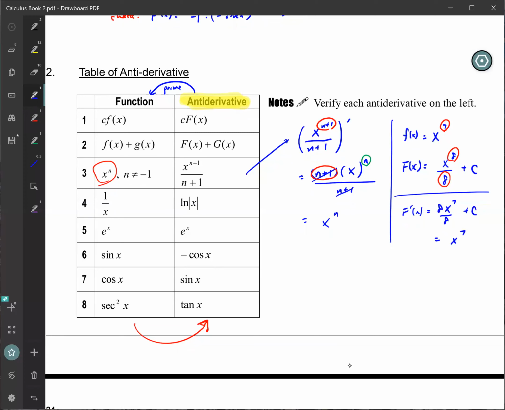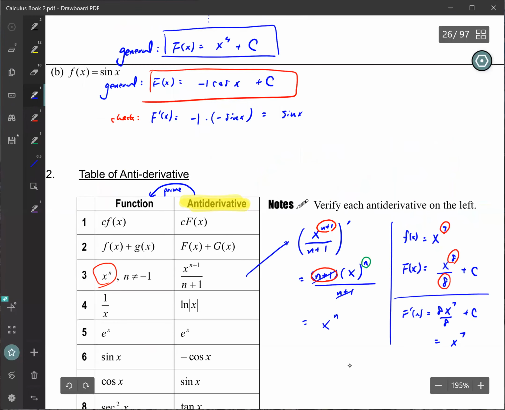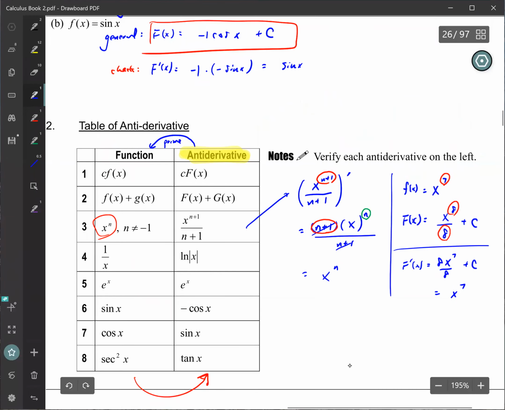And number 6 is what we just did above. It has to be negative cosine to be the antiderivative, and sine prime gives you cosine. Tangent prime is secant squared. So go back, going back is tangent. Cosine's antiderivative is sine. Same with this, okay?